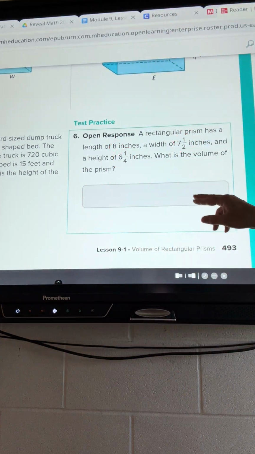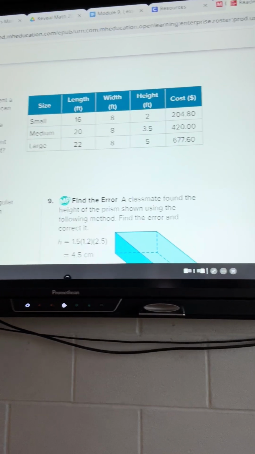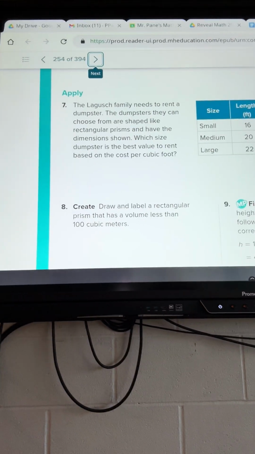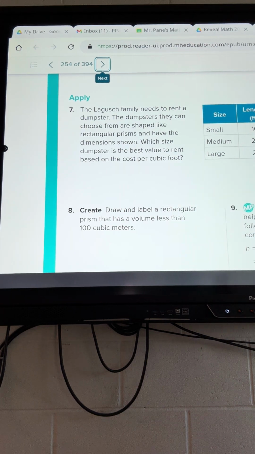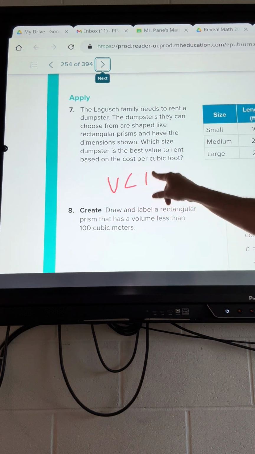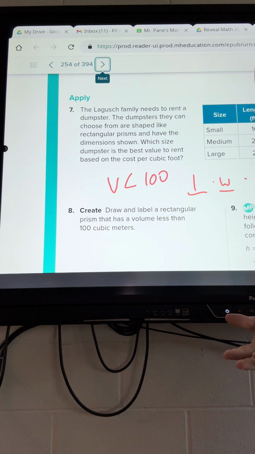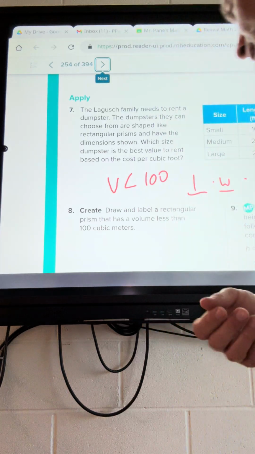Next one, number 8. Create, draw, and label a rectangular prism that has a volume less than 100 cubic meters. On that one, all you have to do is you've got your volume, which has to be less than 100. So you've got to come up with 3 numbers for your length, width, and height that when you multiply all 3 together, it comes up to be something smaller than 100. You should be able to do this relatively easily.